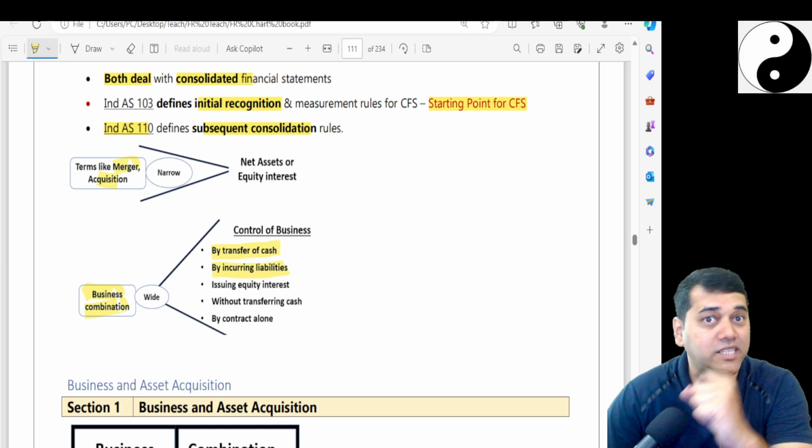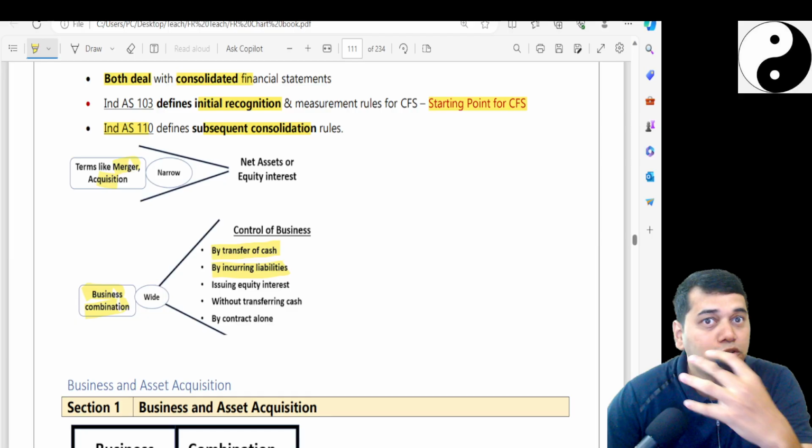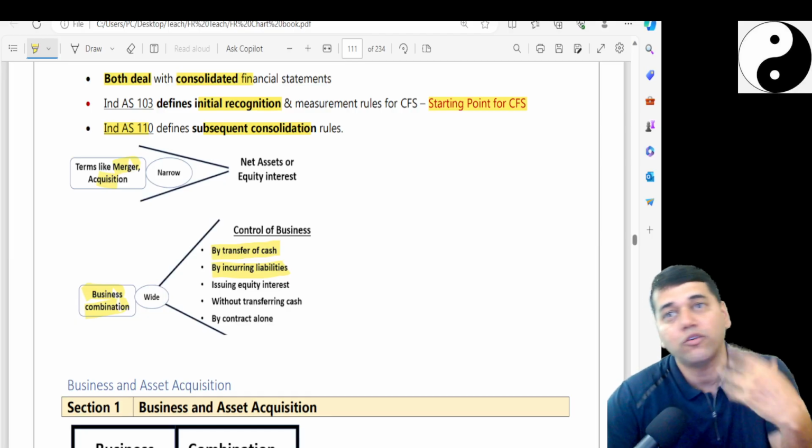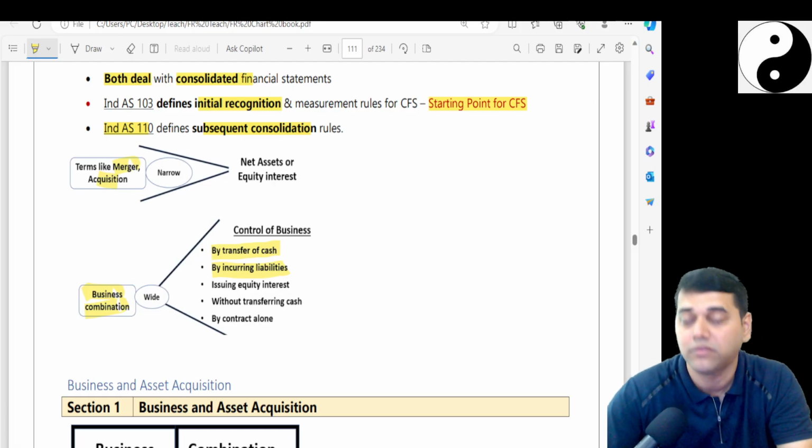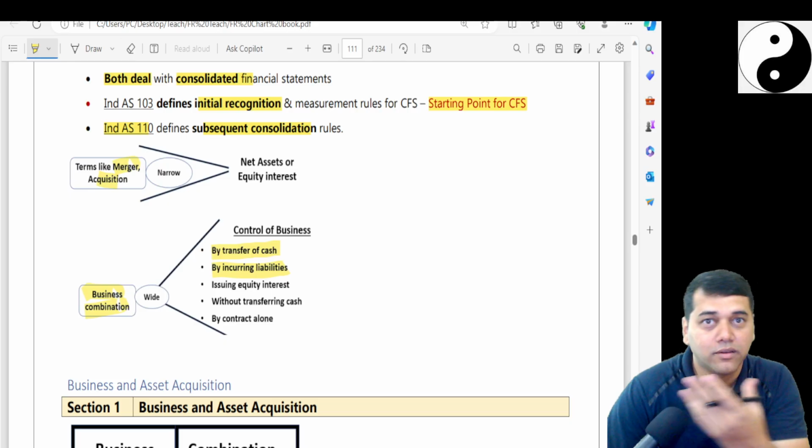Now, how do you catch it? We need to have that understanding. Maybe my role is an auditor in that company. How do I understand the whole scheme of things?